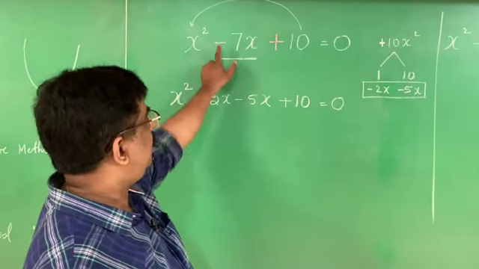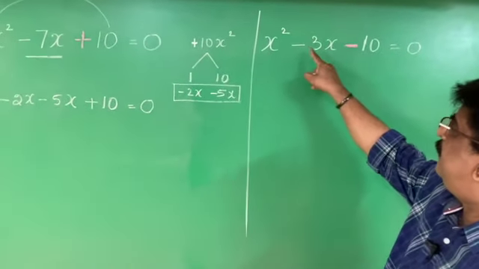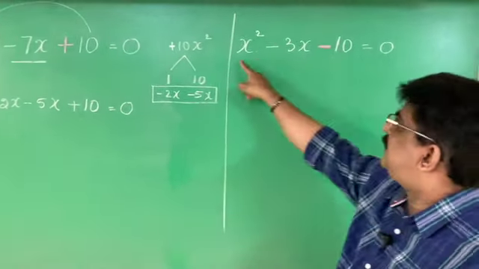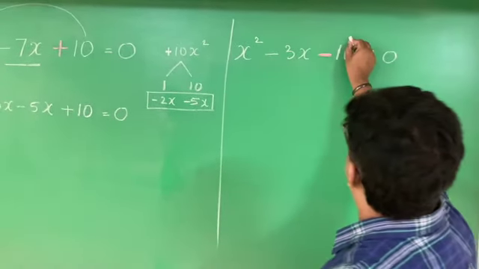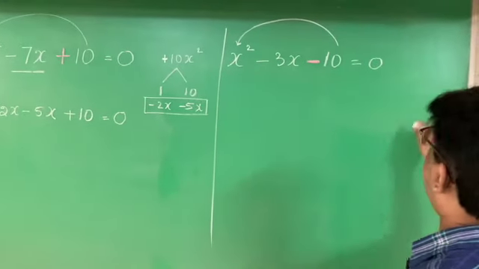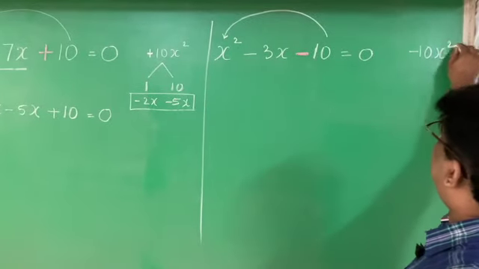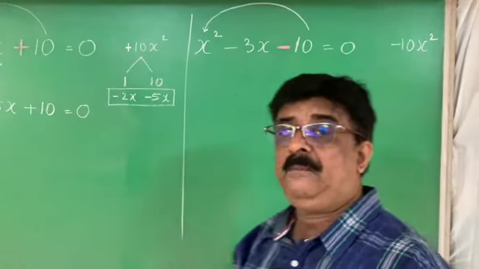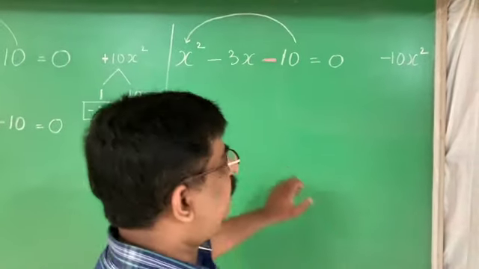Now I go to that second problem, because both the problems you have to understand. Here, again, this equation is in the standard form, right? First step is multiply the extremes. When I multiply the extremes, I get minus 10x square, right? Minus 10 into x square, minus 10x square. Which is the number? 10. What are the factors of 10?